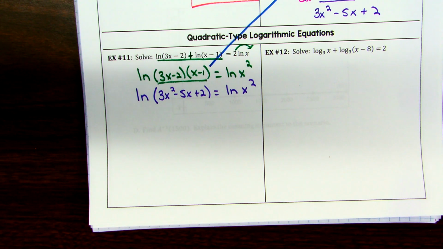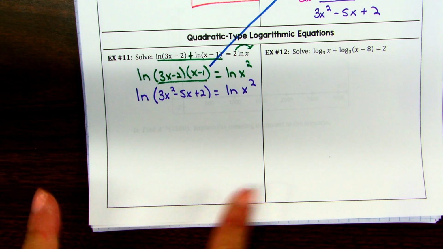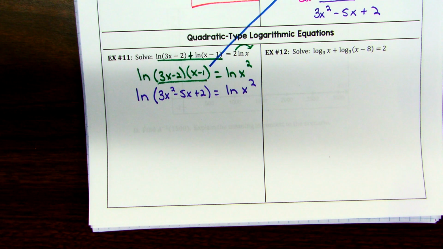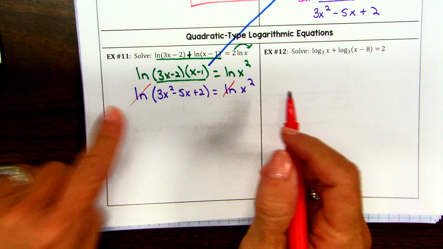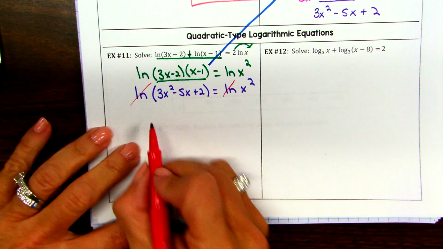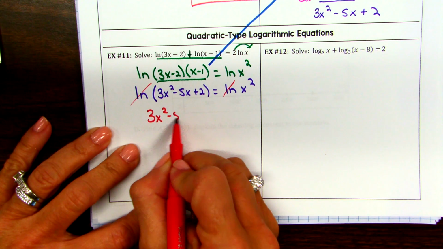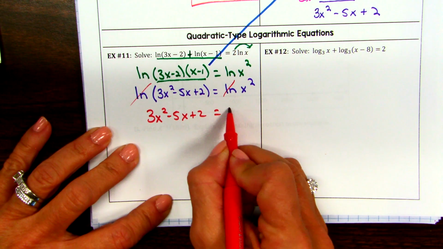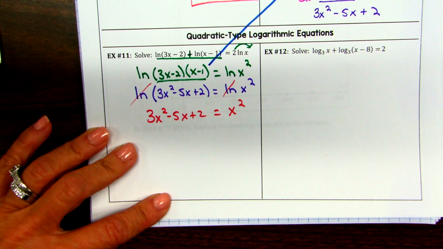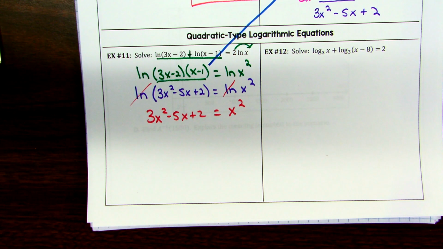Okay, now, we did the cleanup of the problem. Now we're ready to solve it. So two things can happen in a natural log problem. And this is one of them, obviously, and that is when you have logs on both sides. When that happens, you can cancel them because natural log equals natural log, which means 3x squared minus 5x plus 2 equals x squared. And now I'm going to use my algebra skills and solve this.